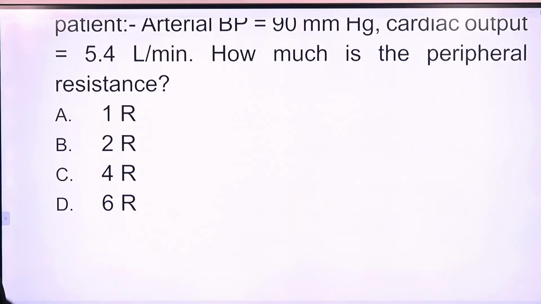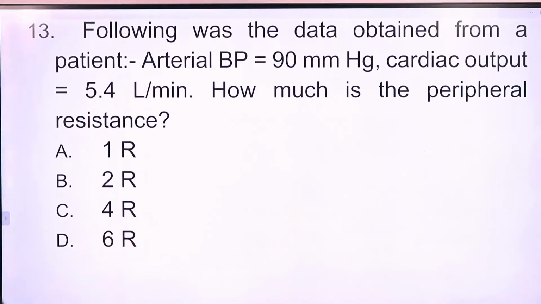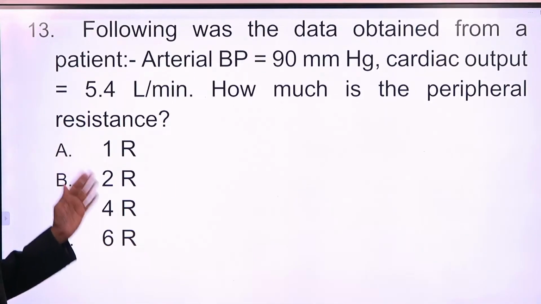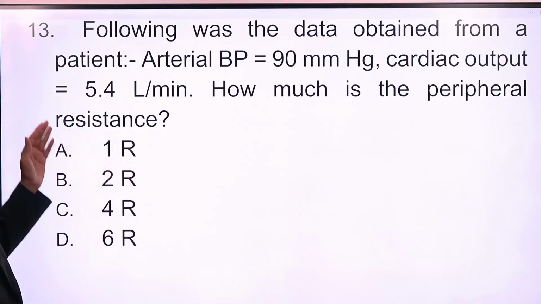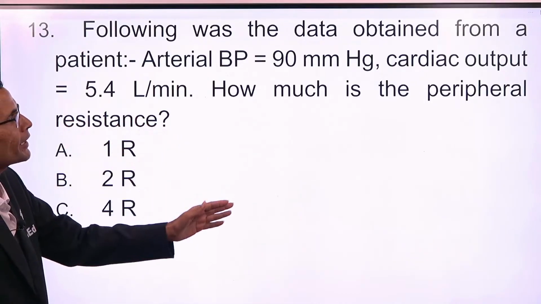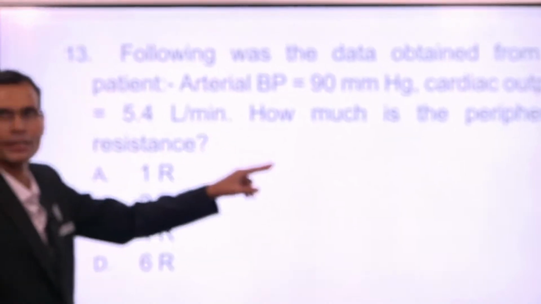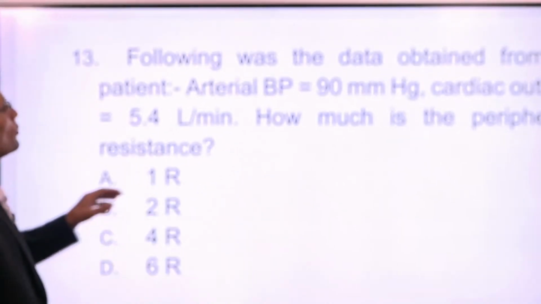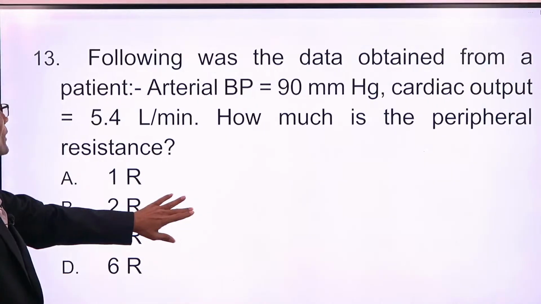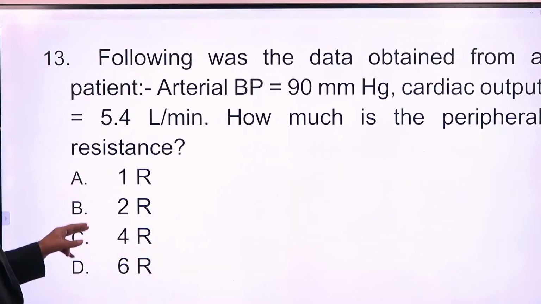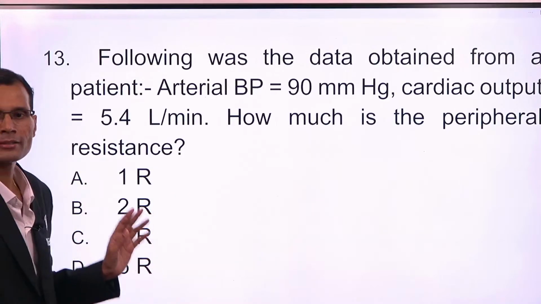Options: 1, 2, 4, 6. Following was the data obtained from a patient. Arterial BP 90, cardiac output 5.4 liters per minute. How much is the peripheral resistance? Okay, 1, 2, 4, 6.